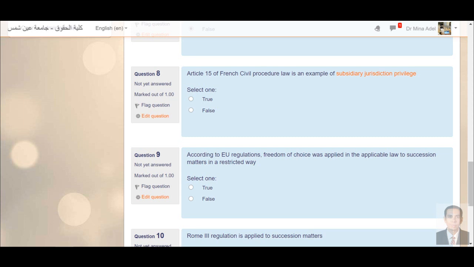So here concerning question 8, Article 15 of French Civil Procedure Law. Once you see Article 15 and you see subsidiary jurisdiction privilege, you will say to yourself, it's true. Of course, Article 15 is concerning exorbitant jurisdiction. And this is not true.